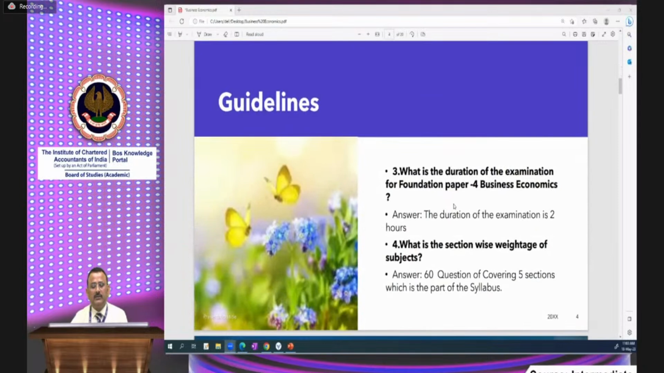Now, the third is, what is the duration? What is the duration of the examination for foundation examination? The duration of examination is 2 hours. The next thing is, what is the section-wise weightage? I'll be giving you the detail regarding the section-wise weightage and the topics that are there in each of the sections. Only thing is, in business economics, there will be 60 questions of 1 mark of objective type, and there will be negative marking for the wrong answers also.